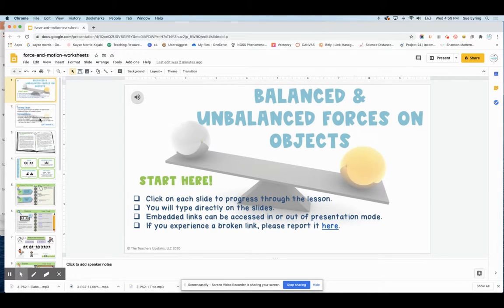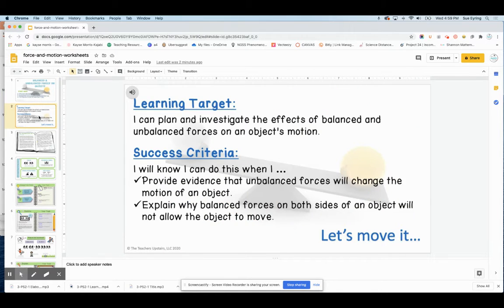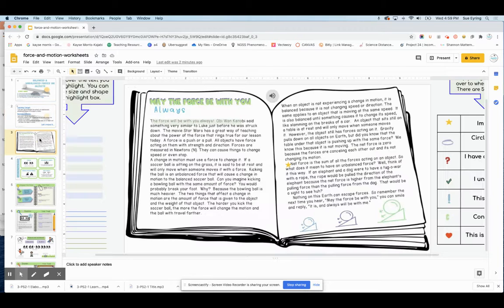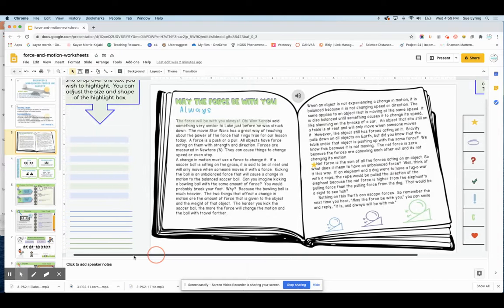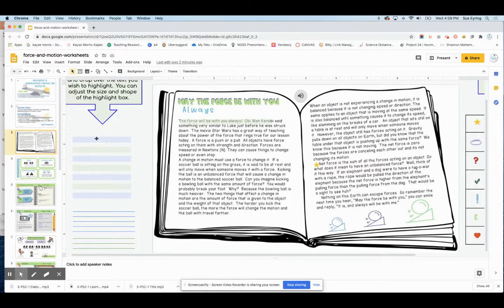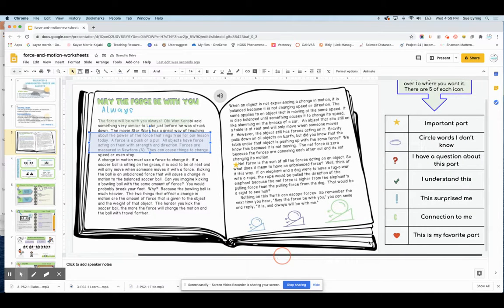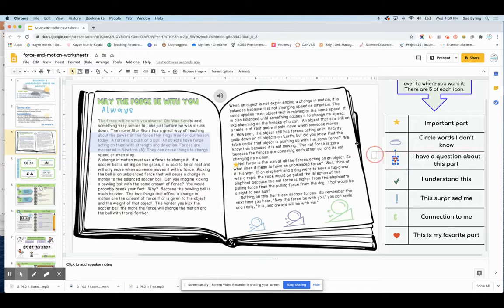The next slide is our learning target and success criteria. The third slide is a literacy read, which we include with every digital interactive notebook. On the left side, it has highlighting strips that students simply drag and drop, and then they can manipulate how far or wide they want to create their highlights. On the right-hand side, you have these icons that, again, students can drag and drop so they can interact with the reading.